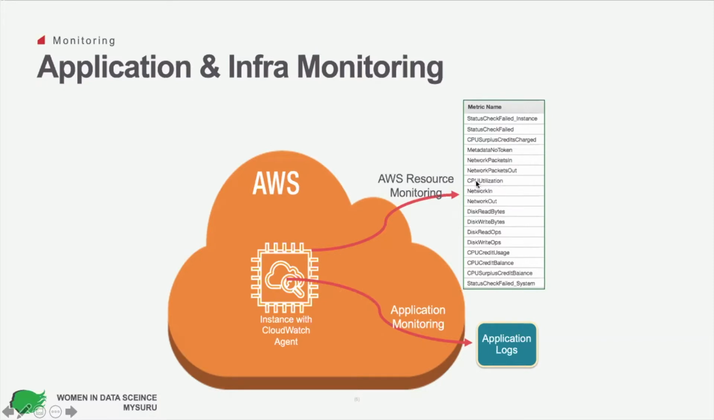Our all-time favorite is the CPU utilization, based on which we generally scale up or scale down the EC2 instance, right? And you can install the CloudWatch agent within the EC2 instance to collect both system metrics and log files. This applies to on-premise servers as well, using which you can send application log files or system log files to CloudWatch.